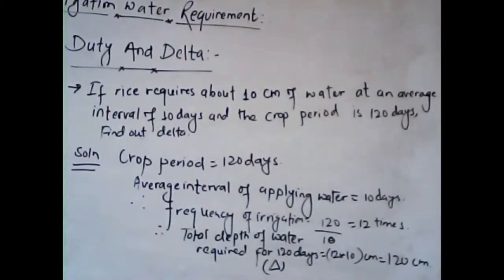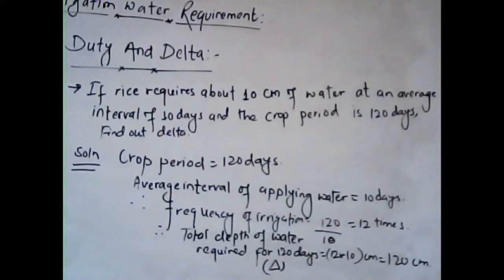Okay, so we can determine the frequency of the irrigation as 120, the total days, that is the crop period, divided by the number of days in which water is applied, which is 10 days. So 120 by 10 days equals 12 times. So 12 times we need to apply the irrigation of 10 centimeters.